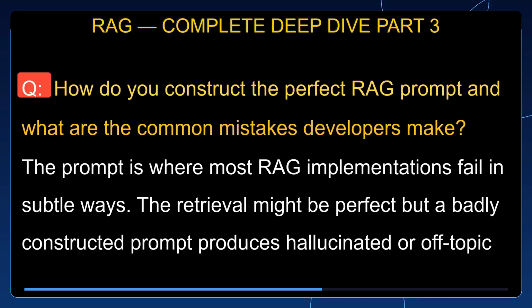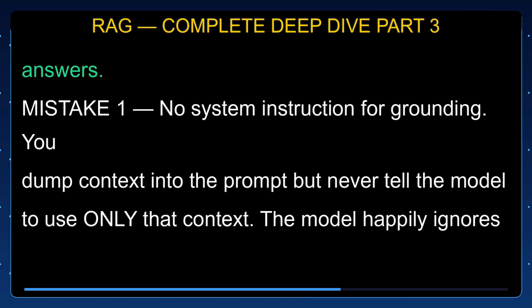Q. How do you construct the perfect RAG prompt and what are the common mistakes developers make? The prompt is where most RAG implementations fail in subtle ways. The retrieval might be perfect but a badly constructed prompt produces hallucinated or off-topic answers. Mistake 1. No system instruction for grounding. You dump context into the prompt but never tell the model to use only that context. The model happily ignores your documents and answers from training memory.